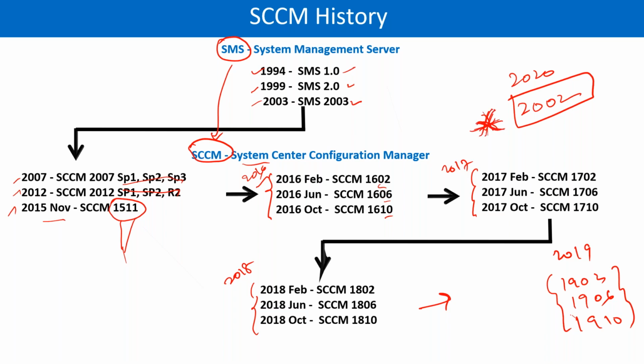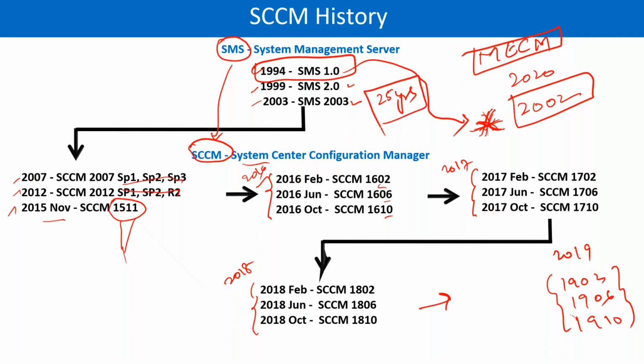And now the name of the product is MECM. Microsoft again changed the name from SCCM to MECM, Microsoft Endpoint Configuration Manager. So it is no more SCCM, guys. The name is changed to MECM. So you see, it started from 1994. This was the first version, and the latest and greatest version is 2002. Almost like 25 years in the market. This is the historical background of this SCCM product, guys. So it's a matured product.